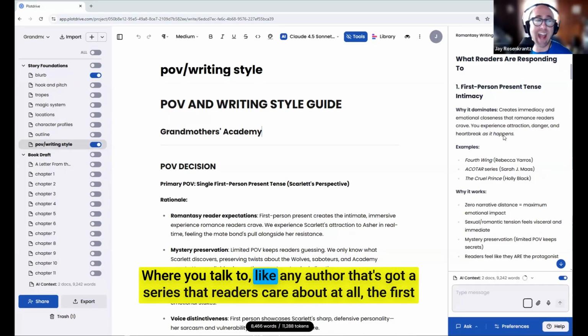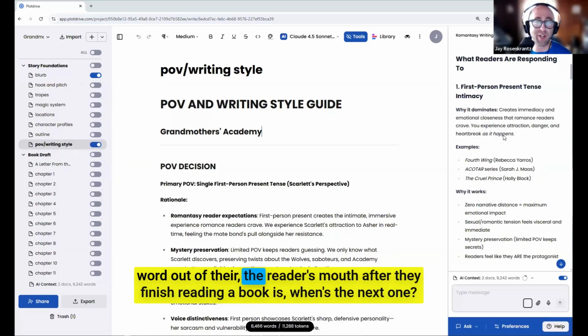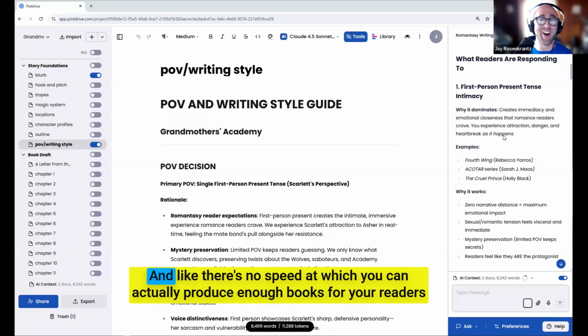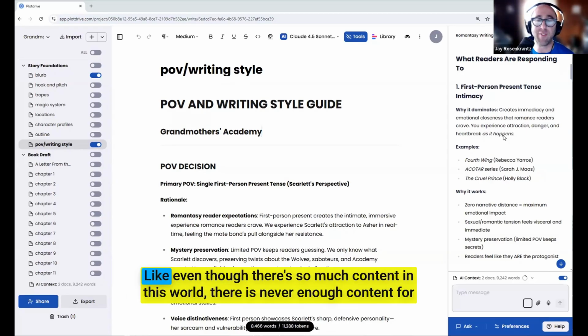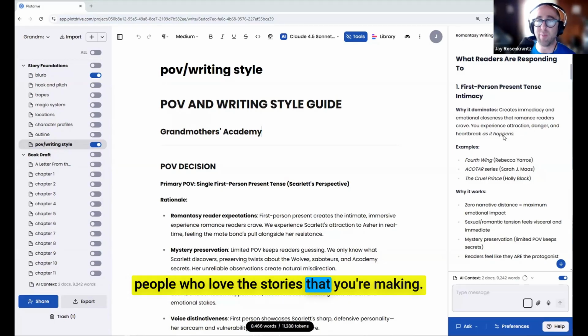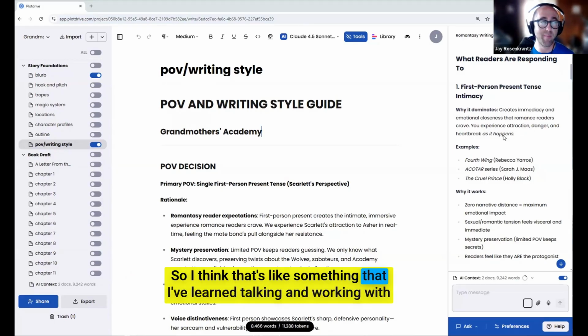If you talk to any author who's got a series that readers care about at all, the first words out of the reader's mouth after they finish reading a book are: when's the next one? And there's no speed at which you can produce enough books for your readers if you've got a book series that they love. Even though there's so much content in this world, there is never enough content for people who love the stories that you're making. That's something I've learned talking and working with so many different kinds of authors.